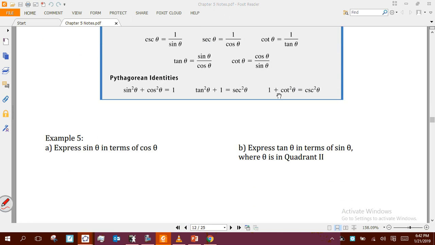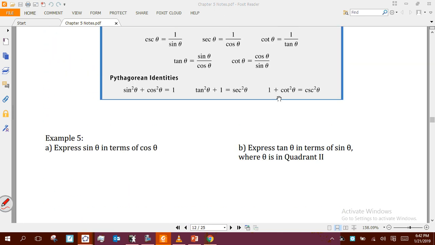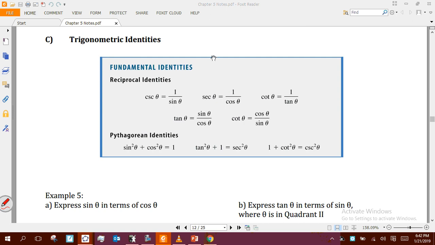All right, so that brings us to, I believe, the last idea here that I'm going to be really interested in talking about: the trigonometric identities. We've already talked about reciprocal identities. Cosecant is 1 over sine. Secant is 1 over cosine. Cotangent is 1 over tangent. We saw that a while ago. Tangent is sine divided by cosine. Okay, sine divided by cosine.